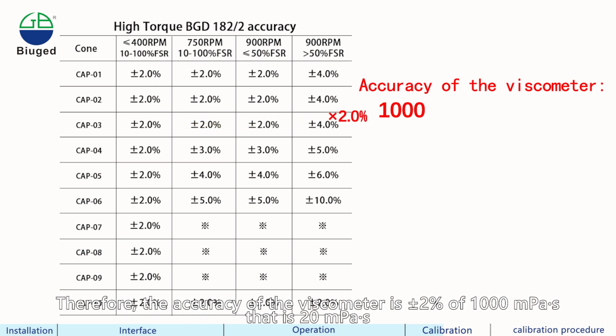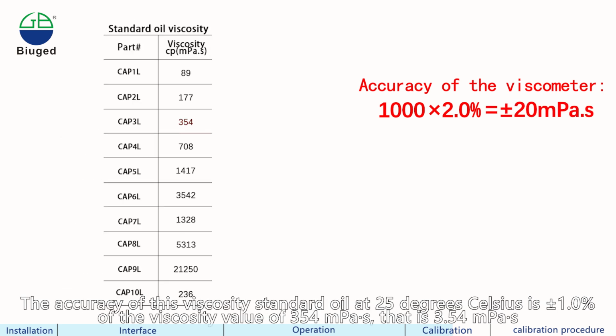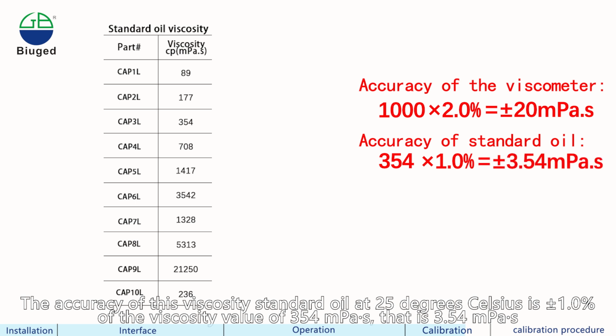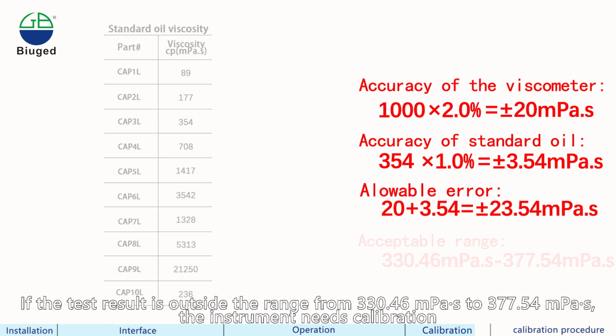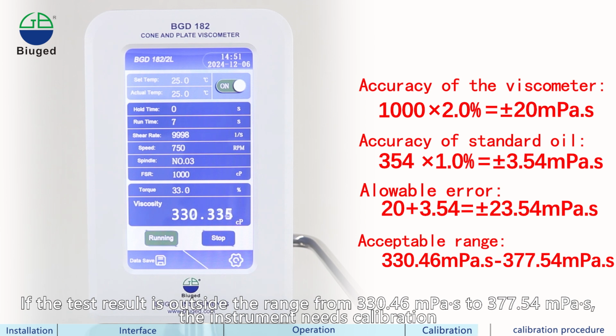Therefore, the accuracy of the viscometer is plus or minus 2% of 1000 mPa·s, that is 20 mPa·s. The accuracy of this viscosity standard oil at 25 degrees Celsius is plus or minus 1% of the viscosity value of 354 mPa·s, that is 3.54 mPa·s. So the total allowable error is plus or minus 23.54 mPa·s. If the test result is outside the range from 330.46 mPa·s to 377.54 mPa·s, the instrument needs calibration.